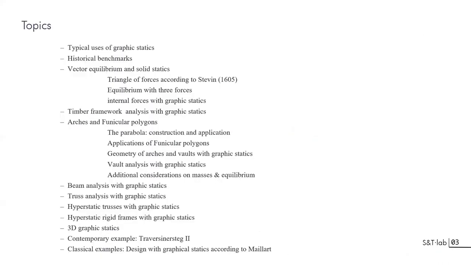So I will start first by introducing some typical use of graphic statics. Then I will be back to some historical benchmarks that you know already, with a presentation that your professor made some weeks ago. Then we'll enter a question with vectorial equilibrium and solid statics, in which we will take the problem of the triangle of forces according to Stevin. This is 1605. Actually, Stevin van Brugge is in the actual Flanders that's situated in Belgium. So we have a link with the very beginning of graphic statics.